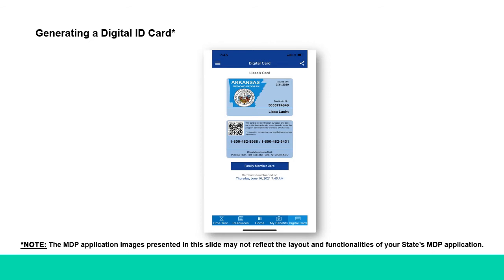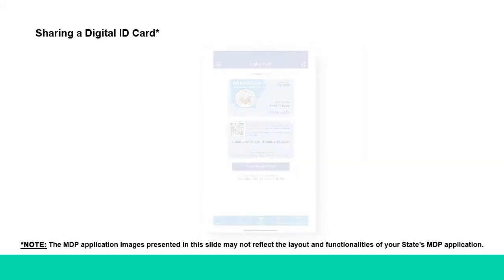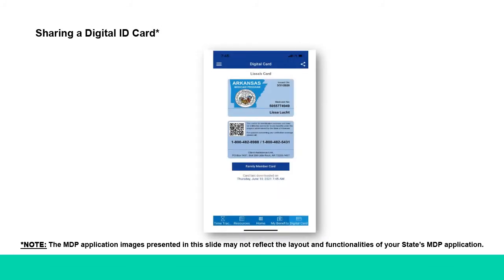On the digital card screen, if the member has a family member associated with the same case record, the member may be able to view the digital card of other family members, based upon the permissions provided, through the family member card option. The member would then select the individual receiving services from the provider. The member can share their digital ID card with the provider through the share icon.